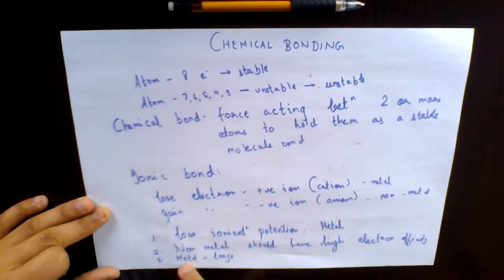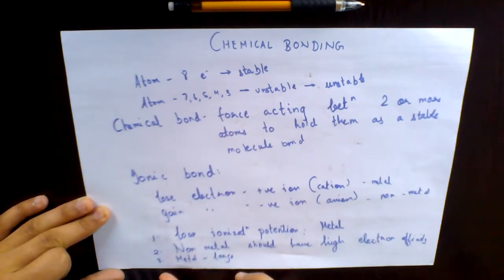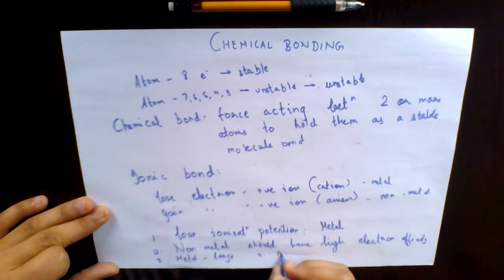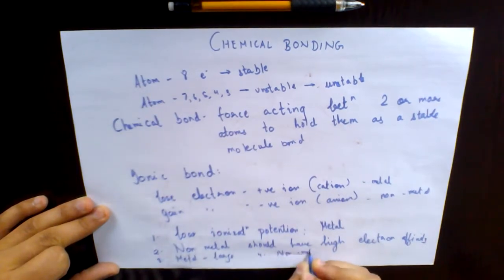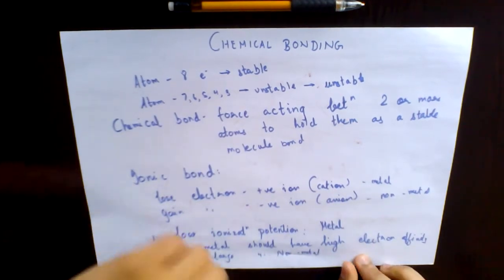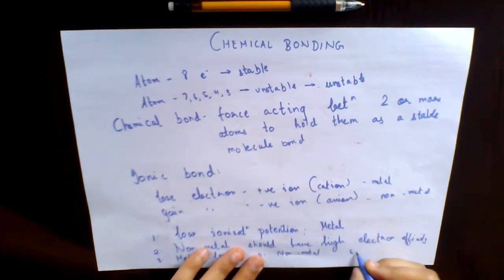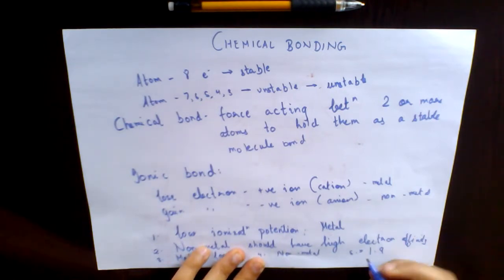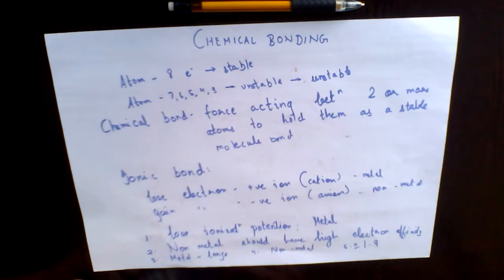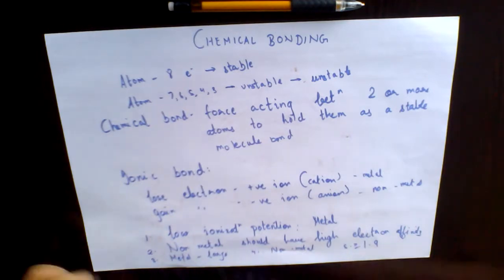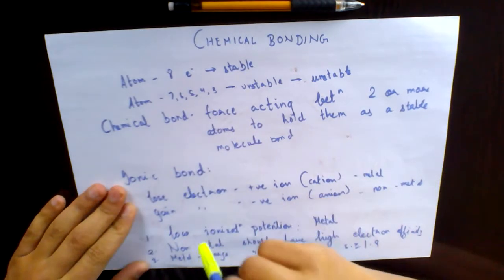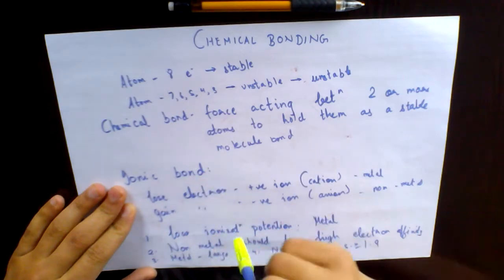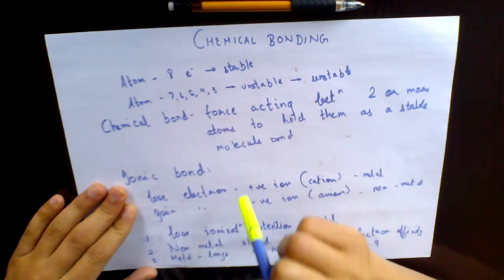Back to the points which are favoring the formation of an ionic bond. Metal should be large in size, non-metal should be smaller in size. And the electronegativity difference between the combining atoms should be at least 1.9. At least. It can be greater than 1.9. So now after we achieve the ionic bond in two molecules, what are the characteristics of an ionic bond?